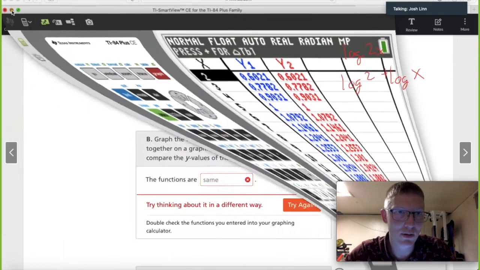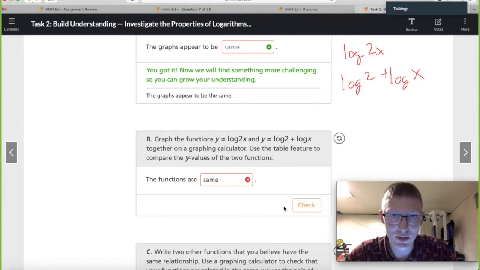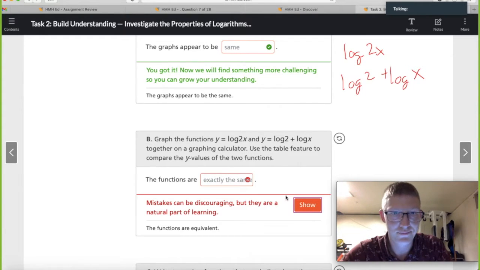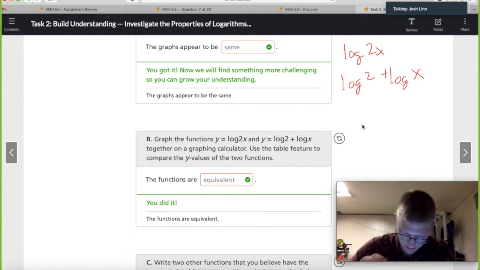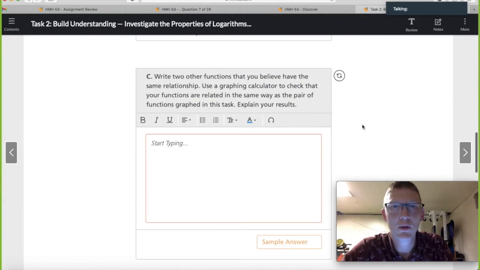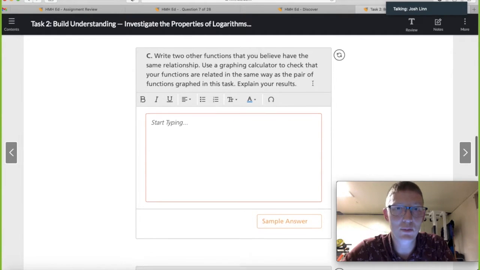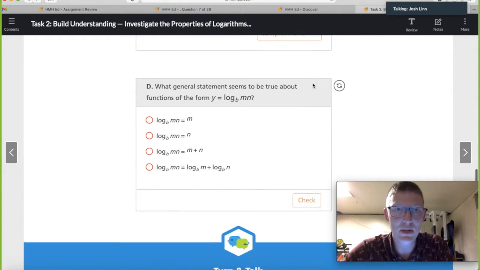So which word were they looking for? The functions are exactly the same. Oh, okay, equivalent. They wanted to use a more mathy word. Sure, whatever. But yes, they are exactly the same. So write two other functions that you believe have the same relationship. You can think about that, but we're going to speed through and make a generalized statement.